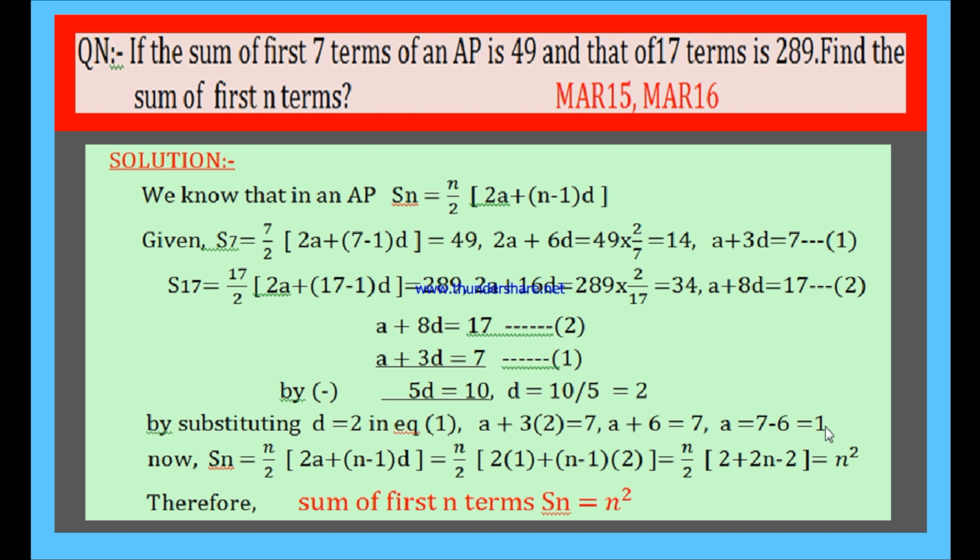What is 7 minus 6? Good, this is 1. Therefore a is equal to 1. Now we got a value 1 and d value 2. Now what is the question? We have to find out the sum of first n terms.